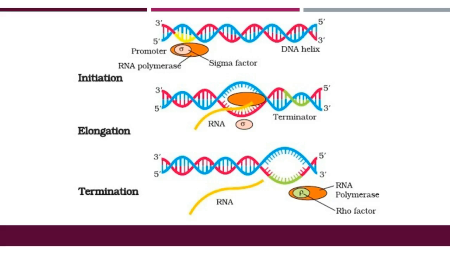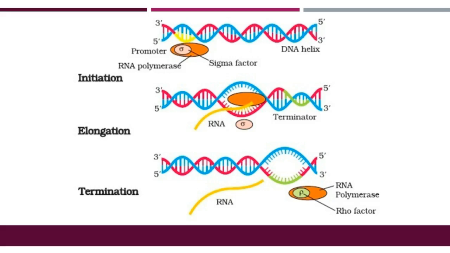Once that promoter has been recognized and that RNA polymerase has attached to the DNA helix, then elongation happens, and this is where the polymerase enzyme is going to work its way down that DNA molecule, and messenger RNA or some other RNA is going to be formed as the polymerase works down the sequence.